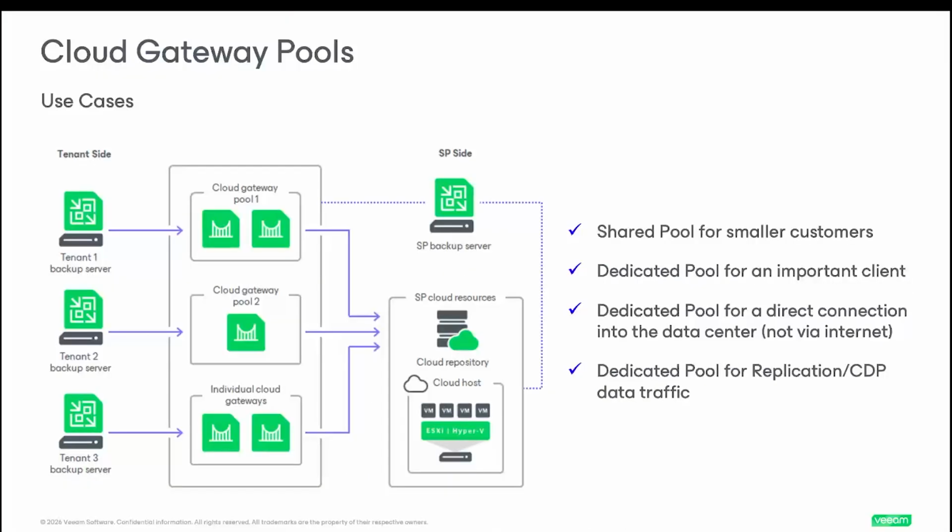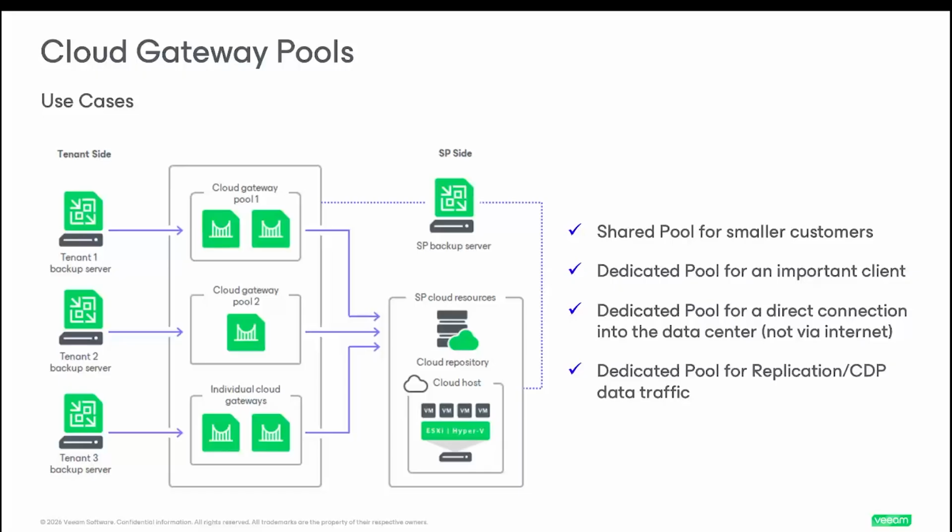Next, you can also use cloud gateway pools. In large-scale Veeam Cloud Connect infrastructures with multiple gateways, you might want to restrict access to some gateways or even dedicate them to a specific tenant. A pool is a logical grouping of one or more cloud gateways. For example, you could have a shared pool for the bulk of the customers. You could have another pool dedicated to an important client because they have a large amount of machines that they want to send you, or they're just important and have a high SLA.